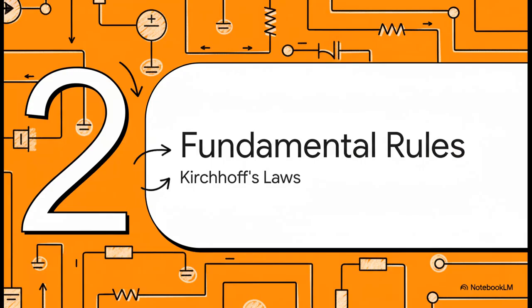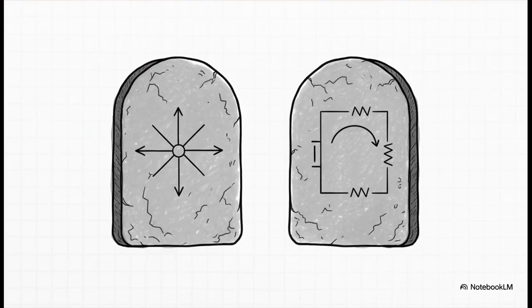Okay, so we've met the players, but how do they actually interact with each other? What are the rules of the game that they all have to follow, no exceptions? It turns out that every circuit in the entire universe, no matter how big or small, has to obey two absolutely unbreakable laws. They are the fundamental rules of the road for electricity, and they're called Kirchhoff's laws, named for the physicist who figured them out way back in the 19th century.